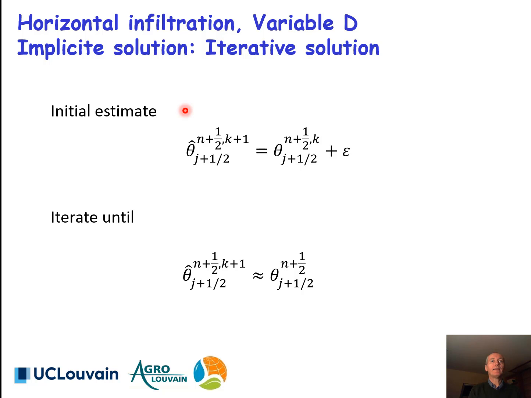We estimate theta at n plus 1 based on a heuristic rule. And subsequently, we evaluate d and solve the transport equation, which allows us to obtain a second estimate of theta at n plus 1. If this second theta at n plus 1 is very close to the theta at n plus 1 obtained by the heuristic rule, then we consider that the estimate of theta with the heuristic rule is appropriate. If not, we try another heuristic value of theta n plus 1 and iterate until convergence is reached.